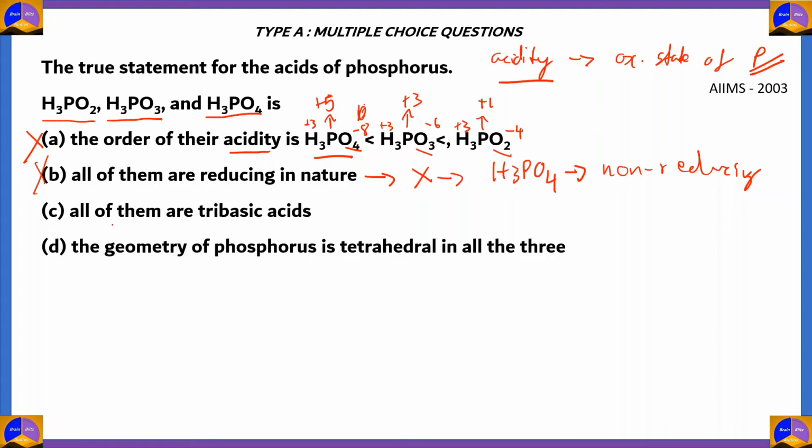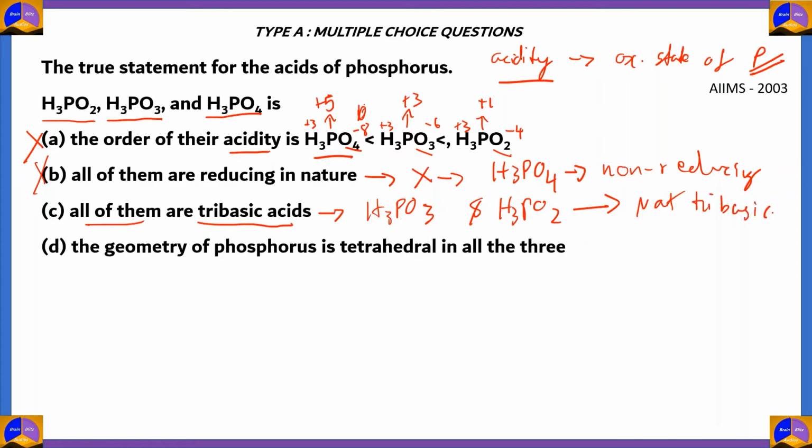What about option C? All of them are tribasic acids. This is also incorrect because H3PO3 and H3PO2 are not tribasic. For H3PO2, basicity is 1, and for H3PO3, the basicity is 2. So therefore, these two are not tribasic. Option C is incorrect. Therefore, the right answer is option D.